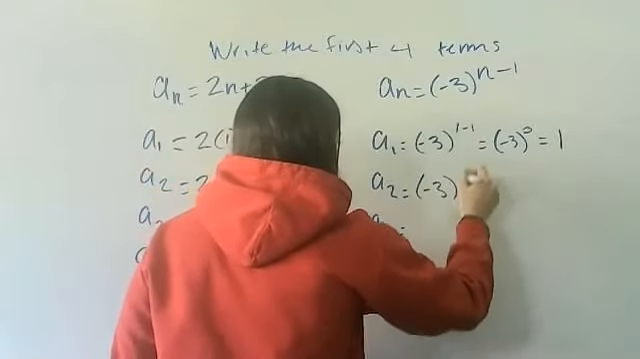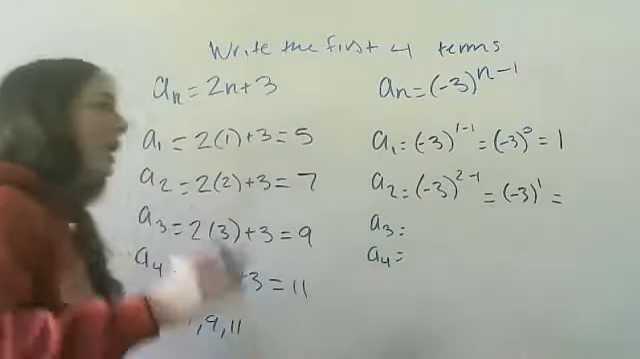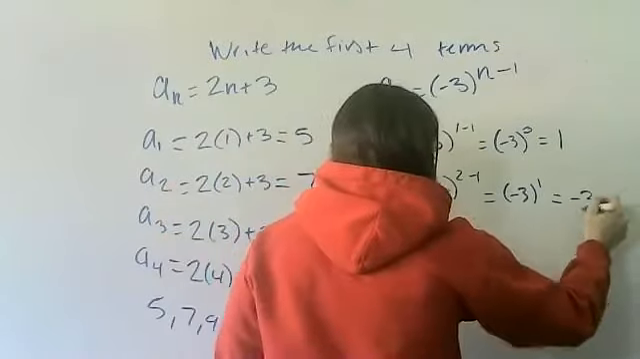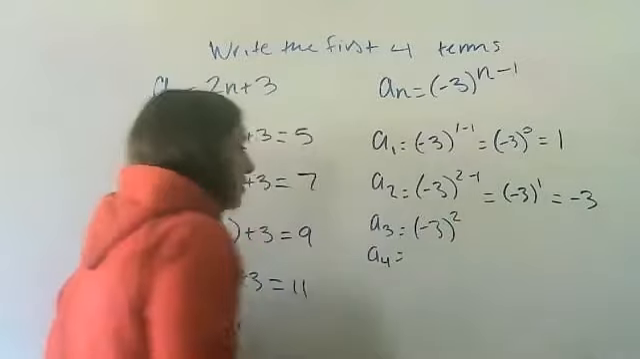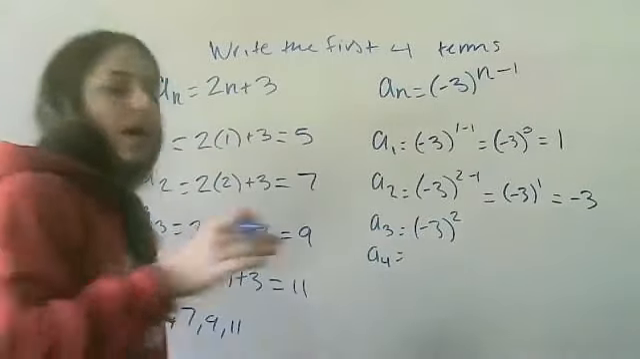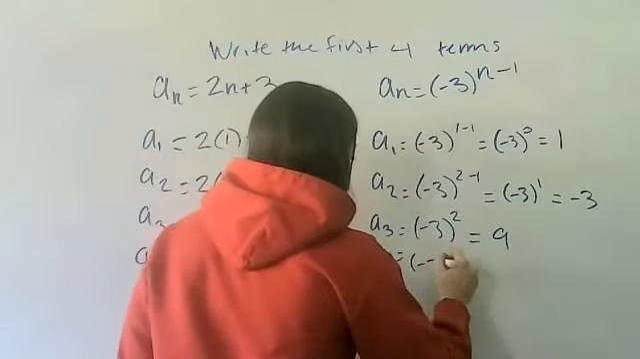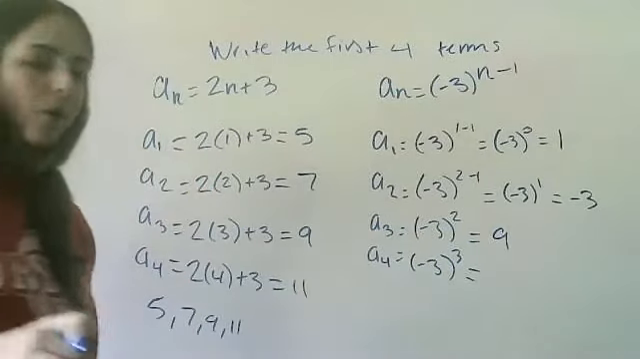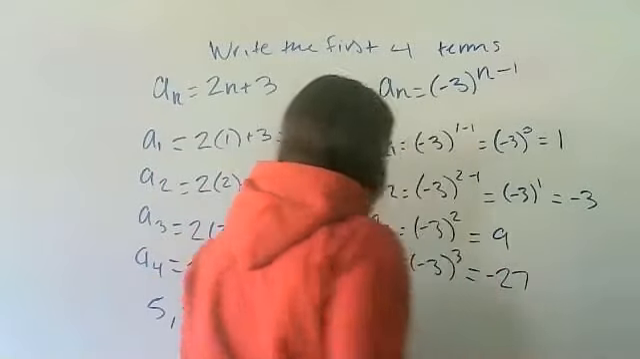Next one, putting in 2 for n, -3 to the first power. -3 to that first would just be itself. So it would still be -3. This one would be 3 minus 1, so -3 squared. Any negative to an even exponent is going to become positive. So this is +9. And last one would be -3 to the third power. Negative exponents to an odd power will remain negative. So this one would be -27.